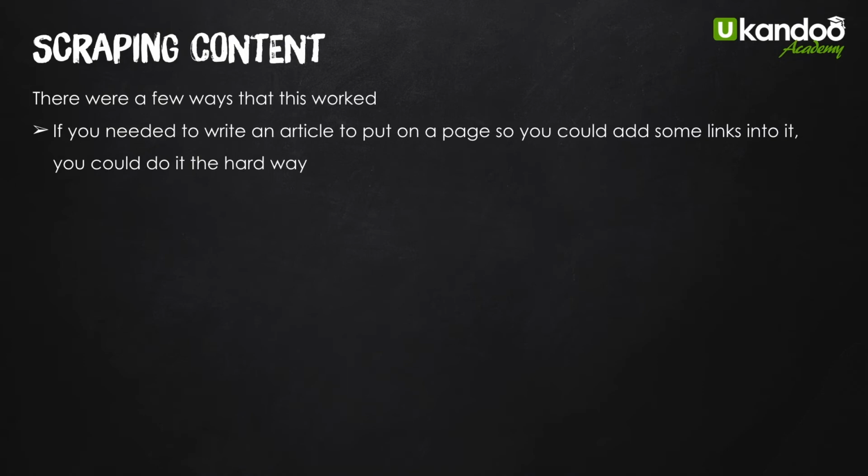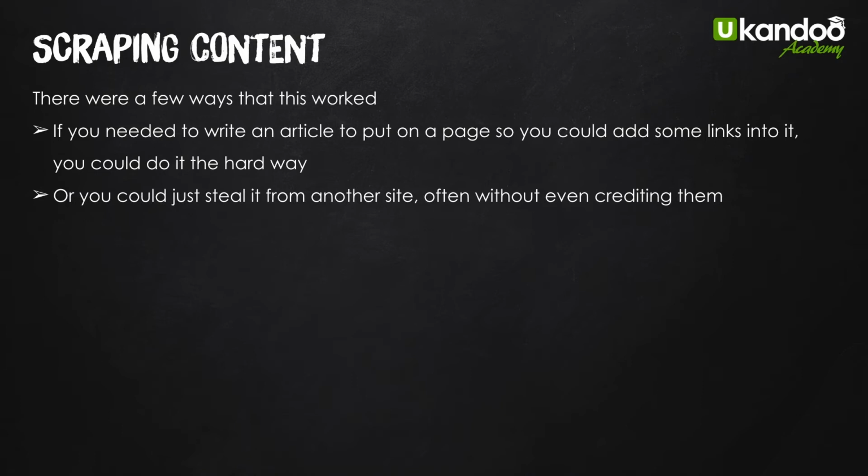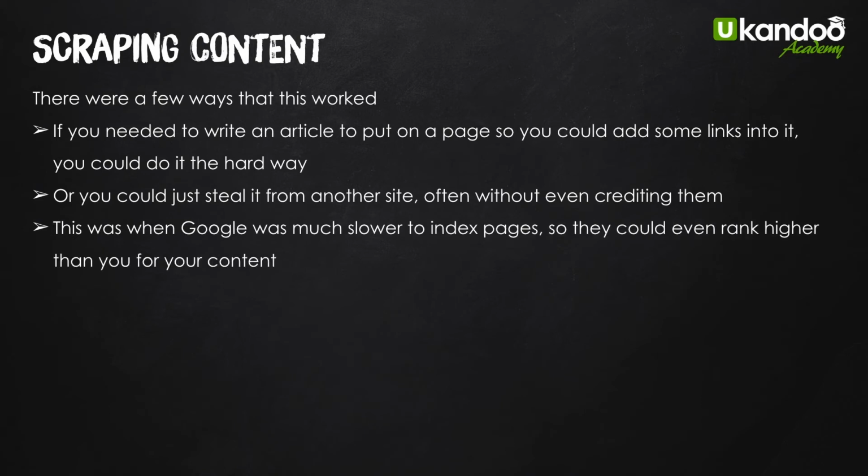Scraping content. This was the next big one. There were a few ways this worked. If you needed to write an article to put on a page, so you could add some links into it, you could do it the hard way, or you could just steal it from another site, often without even crediting them. This was when Google was much slower to index pages, so they could even rank higher than you for your content. That was the most disgraceful thing about it.